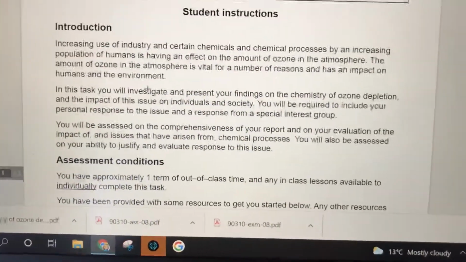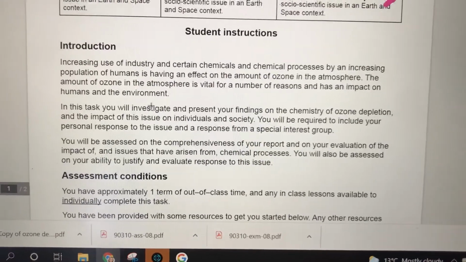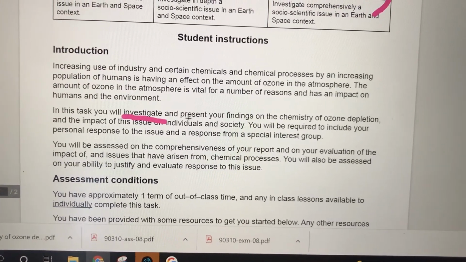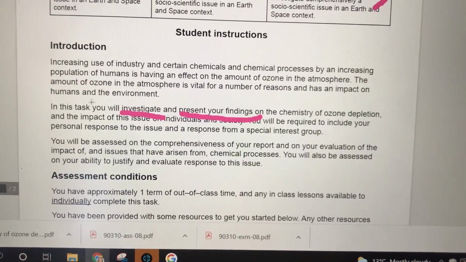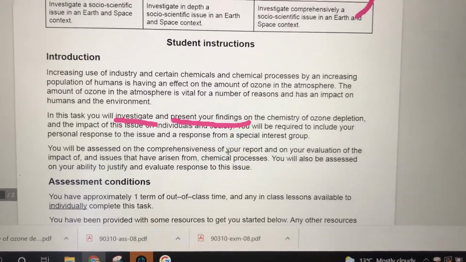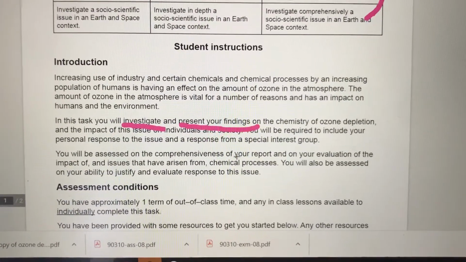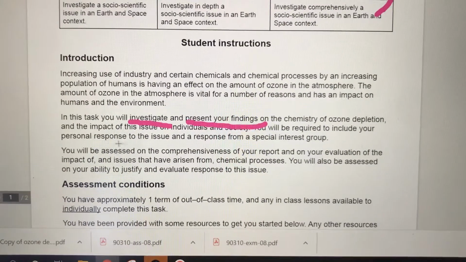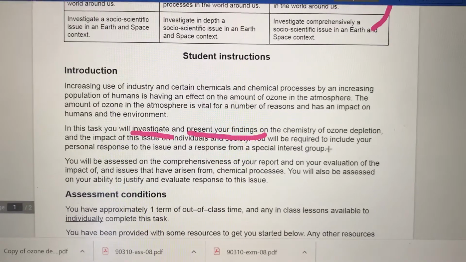So here's a little introduction about why this is important. Read this carefully. You're going to investigate and present your findings, which means write a report, on the chemistry of ozone depletion and the impact of this issue on individuals and society. You will be required to include your personal response to the issue and a response from a special interest group. I'll go over this soon.